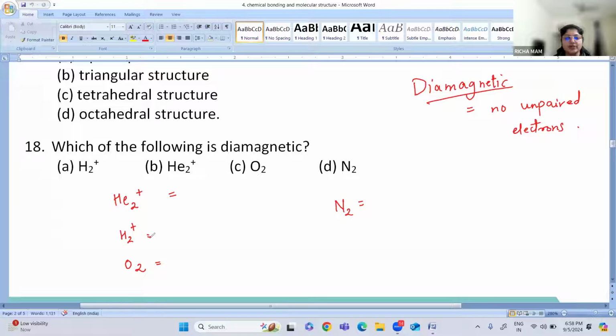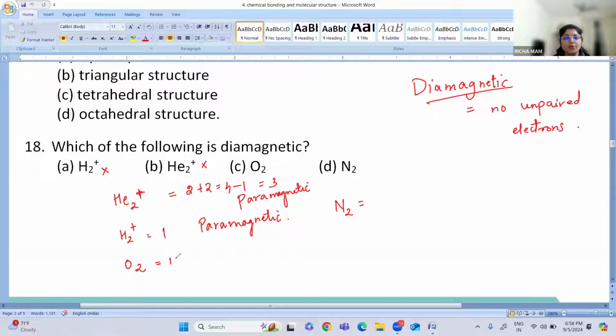When you see H2 plus, H2 means 2 electrons, and plus means minus 1, so it is 1 electron. So this is paramagnetic. He2 plus: He means 2 electrons, 2 plus 2 will be 4, and plus means you have to subtract 1, so it is 3 electrons. Again it is paramagnetic because unpaired electrons will be present. So this is also wrong.